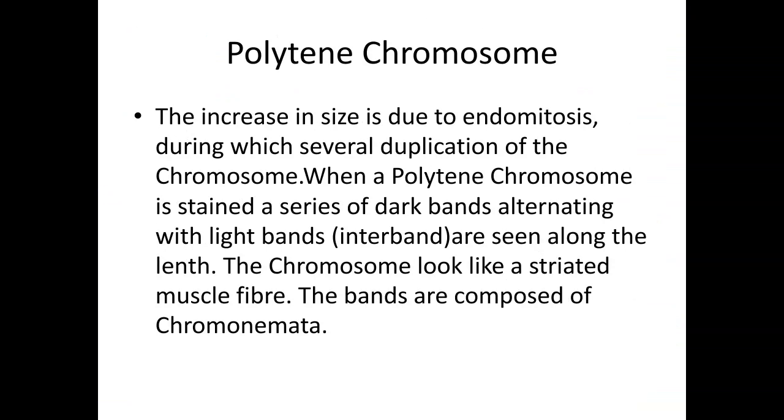The increase in size is due to endomitosis, during which there are several duplications of the chromosome. When a polytene chromosome is stained, a series of dark bands alternating with light bands, known as interbands, are seen along the length. The chromosome looks like a striated muscle fiber. The bands are composed of chromonemata.